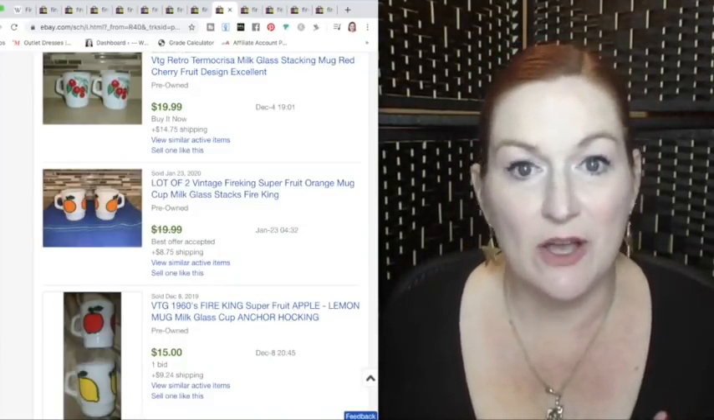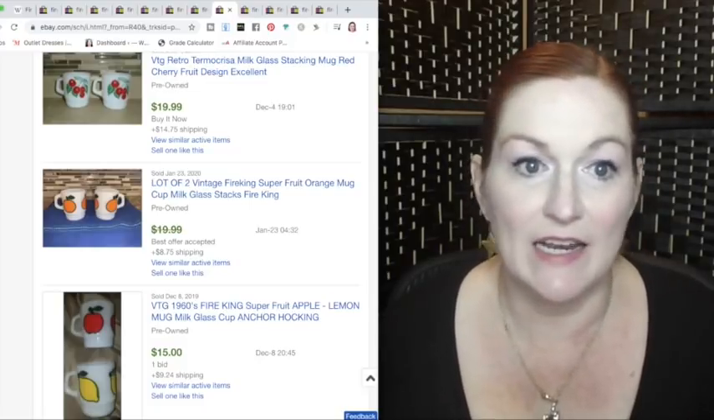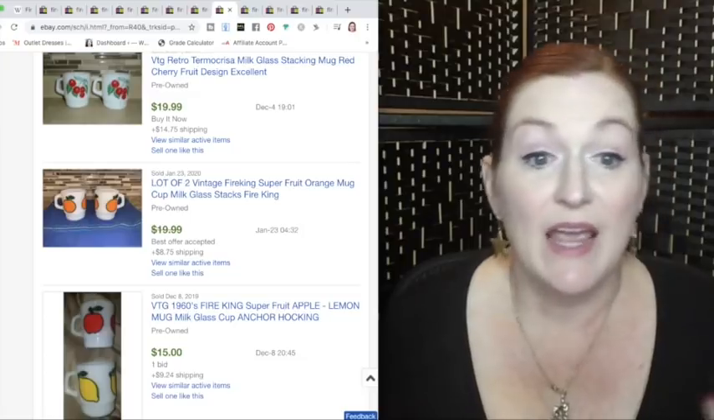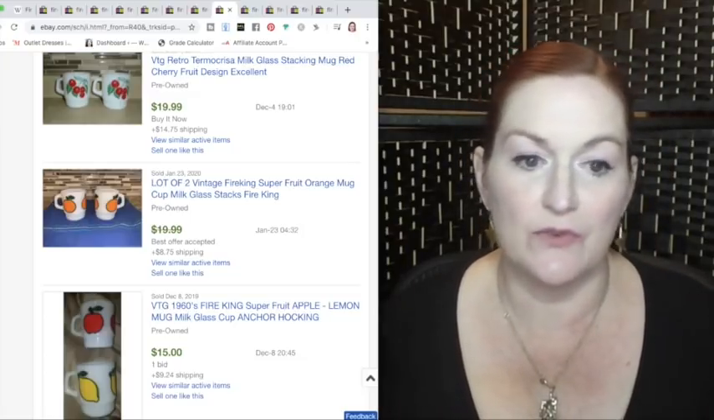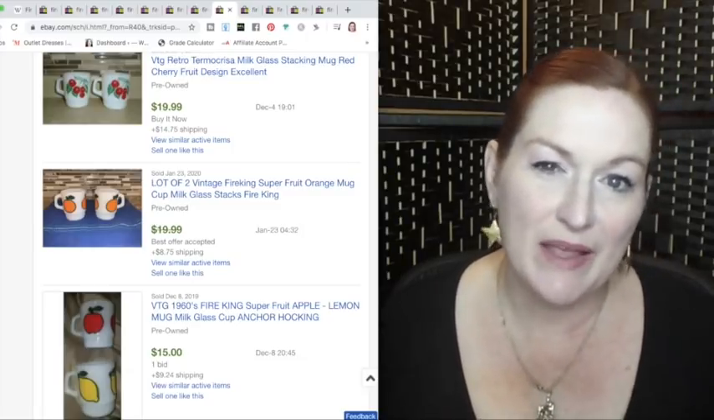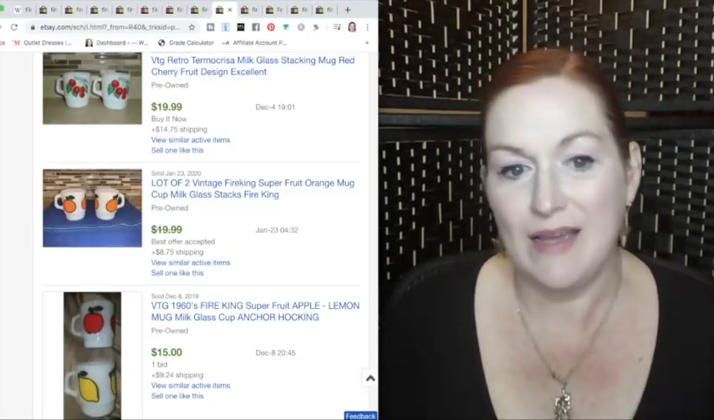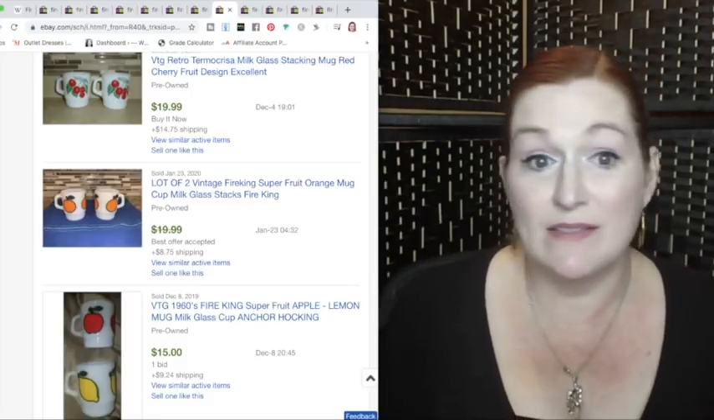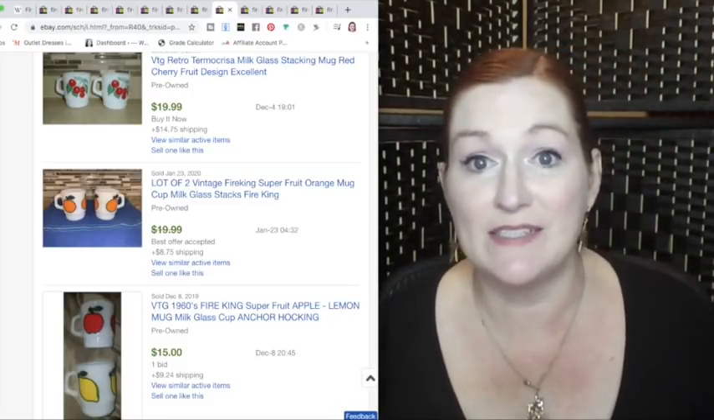But then when you're looking at, well, I just have two orange ones. Well, best offer was taken off of $19.99. Some cherries, $19.99 for two. That's $10 a mug. And then here, $15 for these two, an apple and a lemon. So it kind of depends on the lotting you've got. Kind of depends on the price you can buy the mug for. If it's 10 cents, sure, I'll list it for $15.